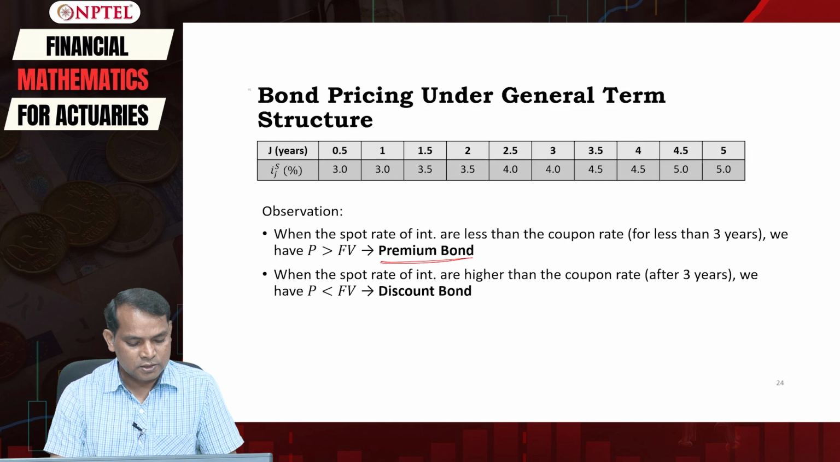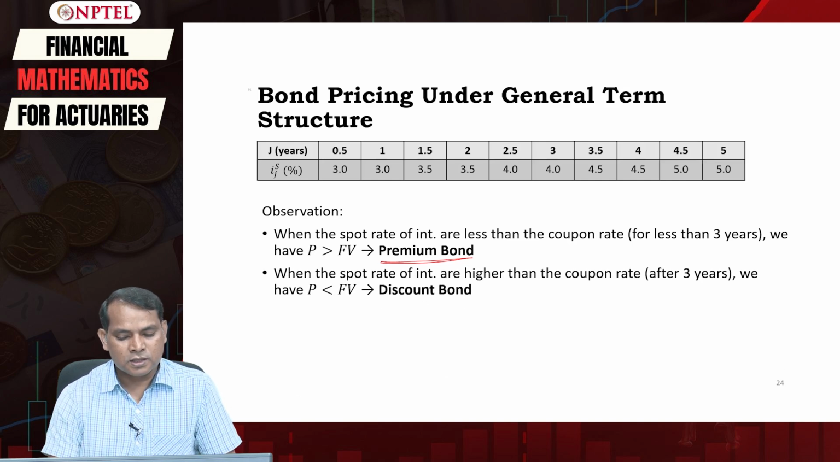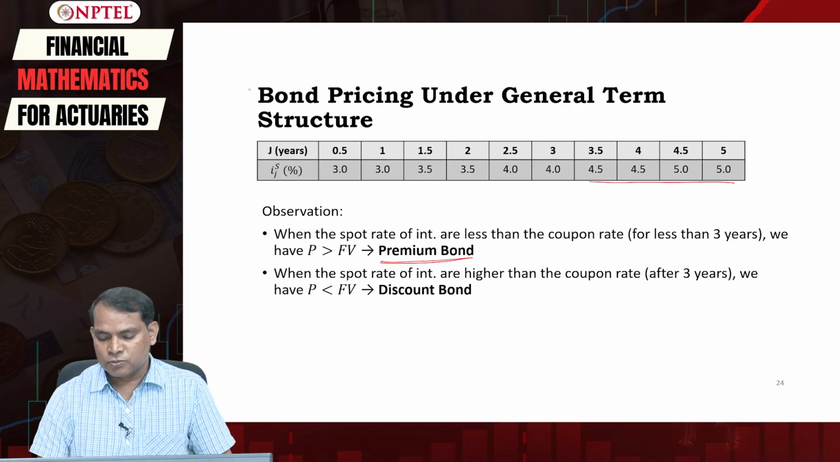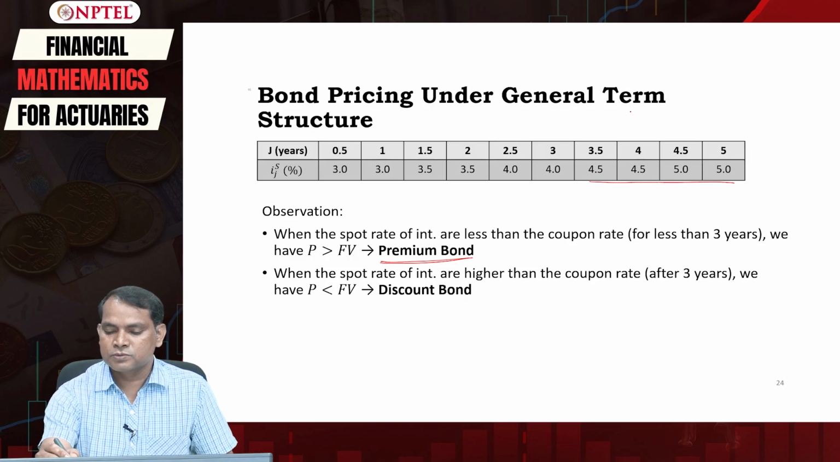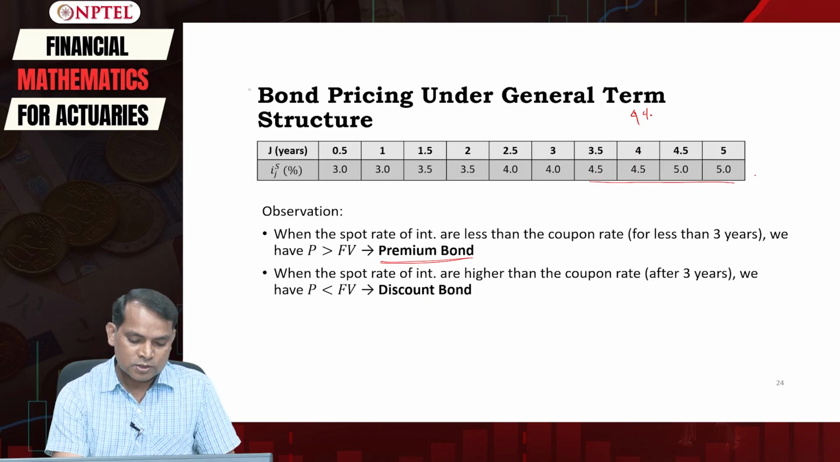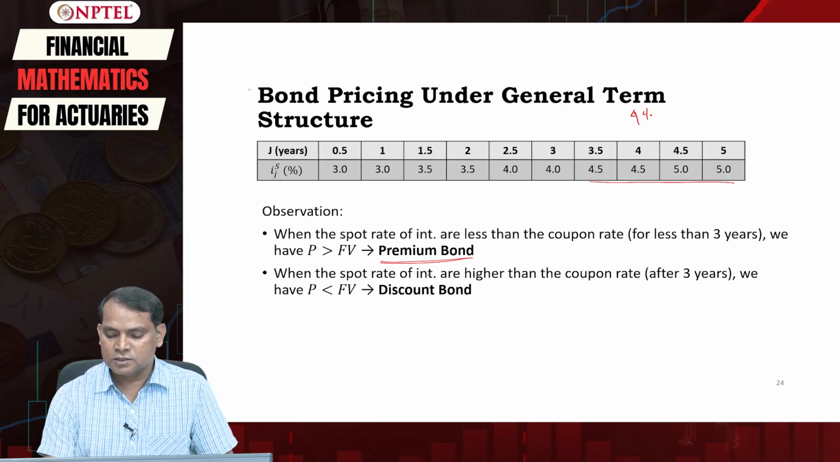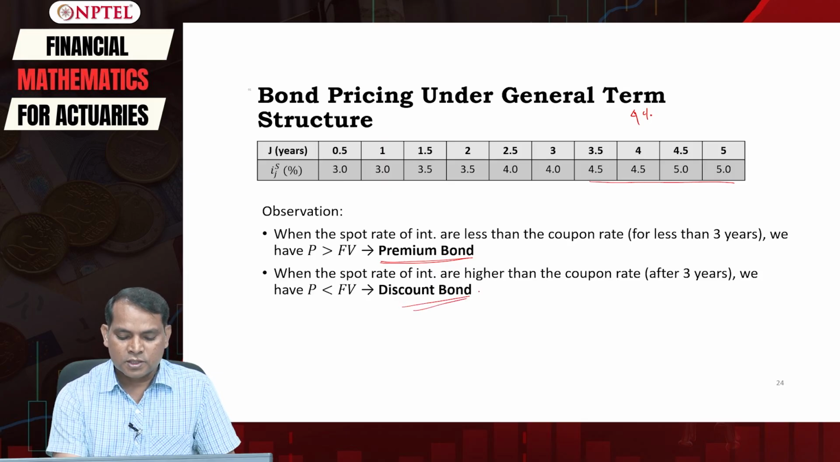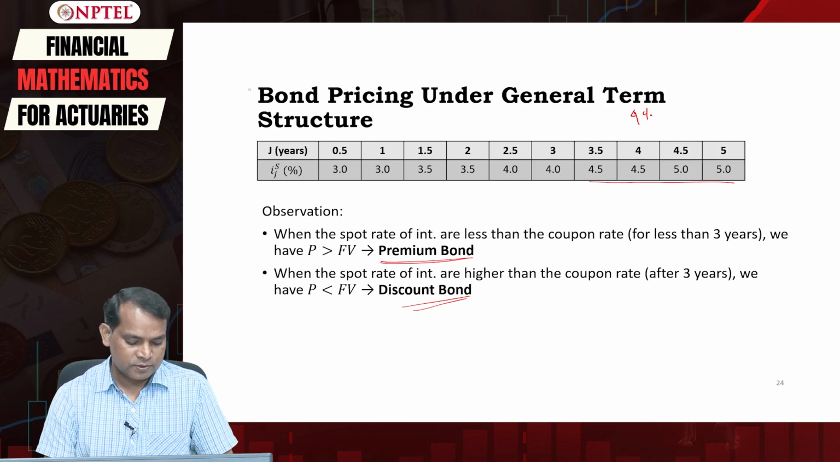On the other hand, when the spot rates of interest are higher than the coupon rate, see it here, after this one, we can say the spot interest rate is higher than the coupon rate, which is 4%, and these are more than 4%, 3 years afterwards. So, when the spot rates of interest are higher than the coupon rate, the price is less than the face value. In such a case, the bond is known as a discount bond. You have already understood this several times.